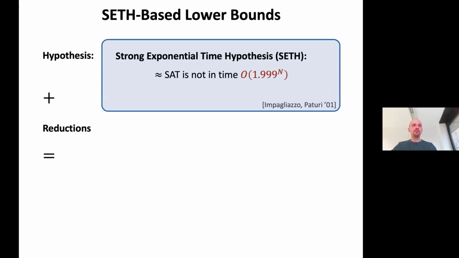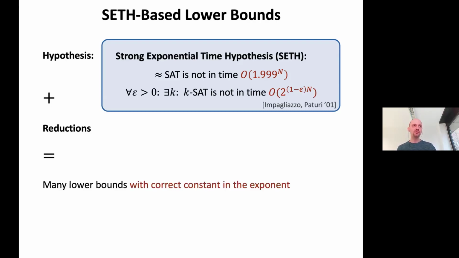All right, and then there's one stronger hypothesis called the Strong Exponential Time Hypothesis, which roughly speaking states that satisfiability is not in time 1.999 to the n. More precisely, it states the following, that for any epsilon that you pick, there exists a k such that k-SAT is not in time 2 to the (1 minus epsilon) n. And this really conjectures something about the exact constant in the exponent, right? It's really 2 to the 1 times n. It's not 2 to the 1 minus epsilon times n.